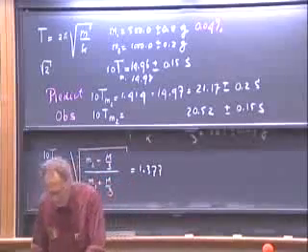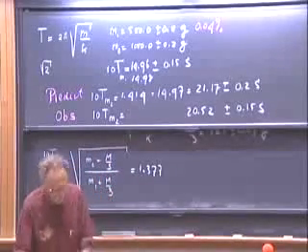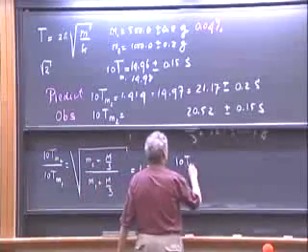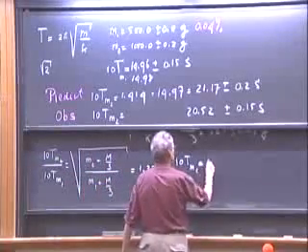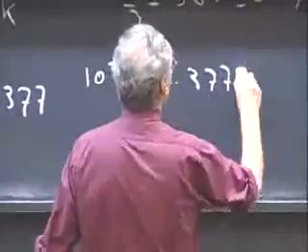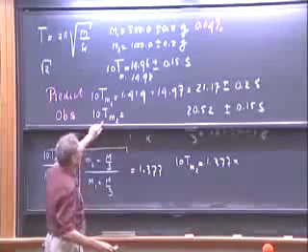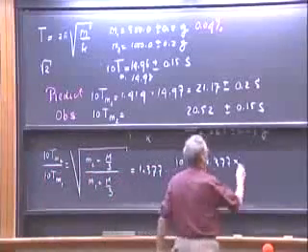So we can bring this now to a test, and all I must do now is multiply, if I want to find now 10 T m2, then I take 1.377 and I multiply it by 10 Tm1.